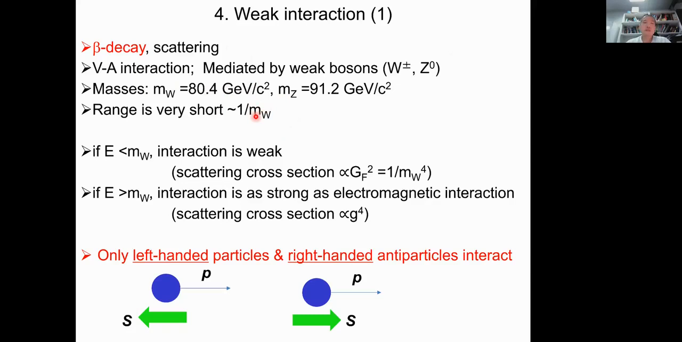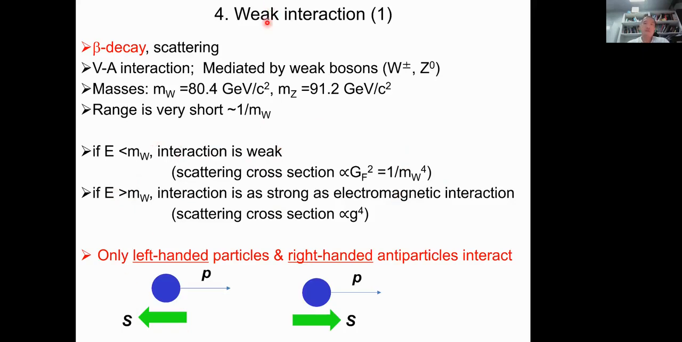And here are some properties of the weak interaction. If the reaction occurs at low energy compared to the weak boson mass, then the interaction is weak. That is because the scattering cross-section, for example, scales as the Fermi coupling constant squared, that is, 1 over the weak gauge boson mass to the fourth power. So because of the heavy mass, the cross-section is hindered. But if the reaction occurs at high energy compared to the gauge boson mass, the interaction is just as strong as electromagnetic interaction. So as far as we consider reactions at low energy, this weak interaction is very weak.